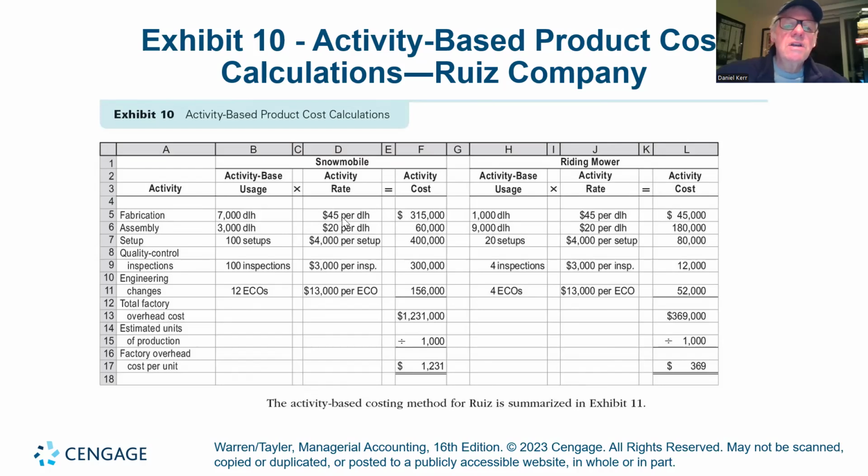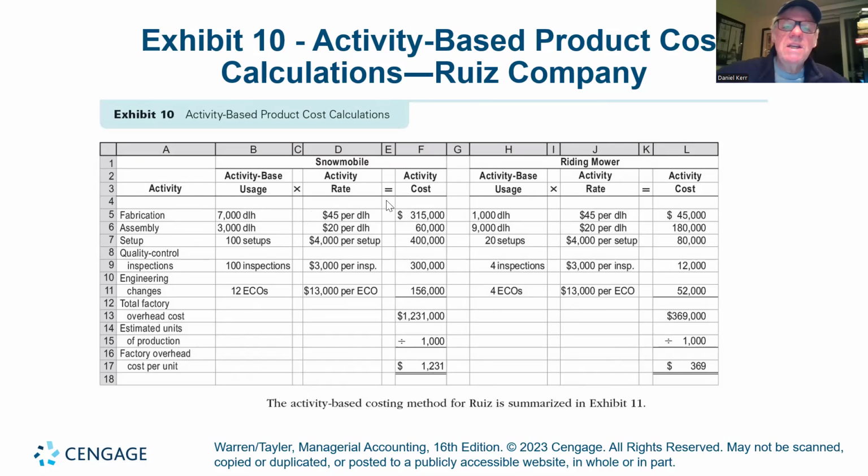So it took 7,000 direct labor hours in fabrication for snowmobiles, 3,000 direct labor hours for assembly. Notice the rates are very different. There were 100 setups times 4,000, 100 inspections times 3,000, and 12 engineering changes at 13,000. So multiply the activity times the rate, and you get the total activity cost there of 1,231,000. Then you have to divide that by the number of units manufactured, which was 1,000, which gave us that factory overhead cost per product there of 1,231.